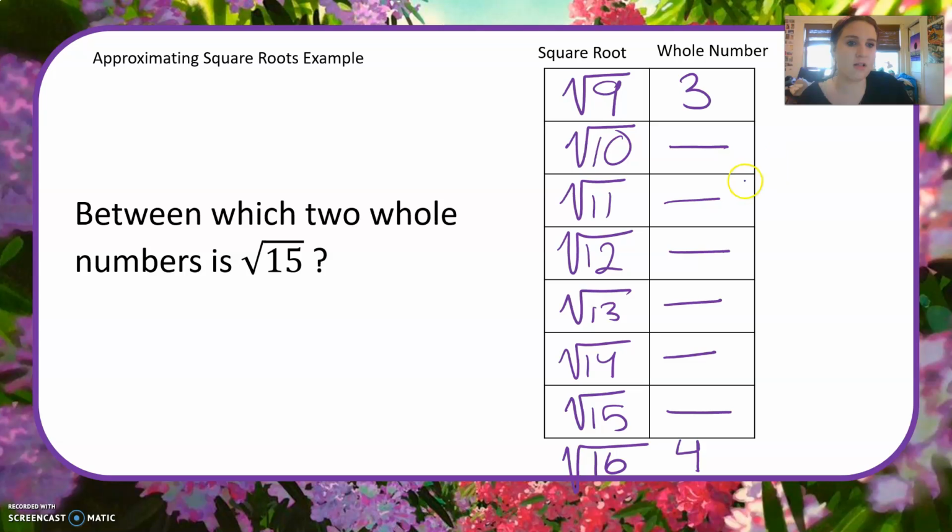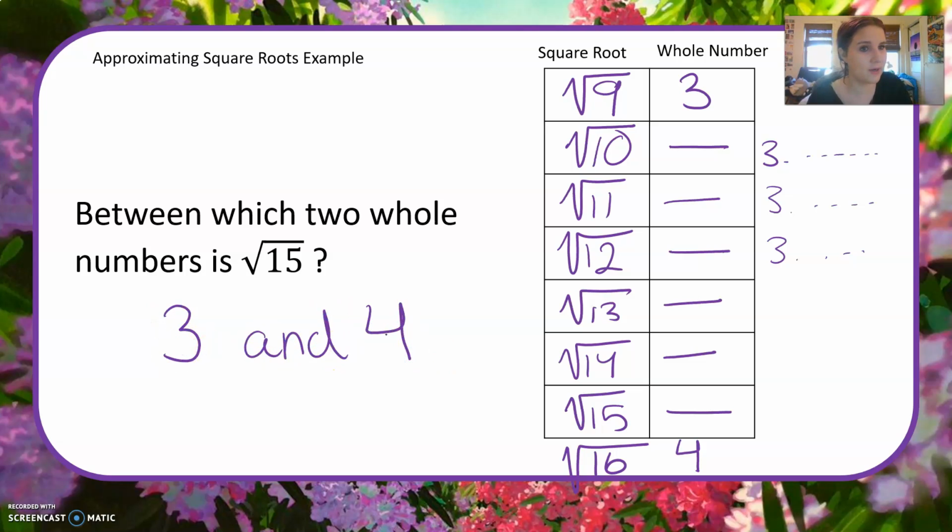So that means that all of these square roots in between have some kind of decimal answer. They'll be 3 point something, 3 point something, 3 point something, getting closer and closer to 4. So we can say that the two whole numbers that the square root of 15 is in between are 3 and 4. We don't know exactly what it will be unless we use our calculator to do that. But we do know that it will be 3 point some long decimal.